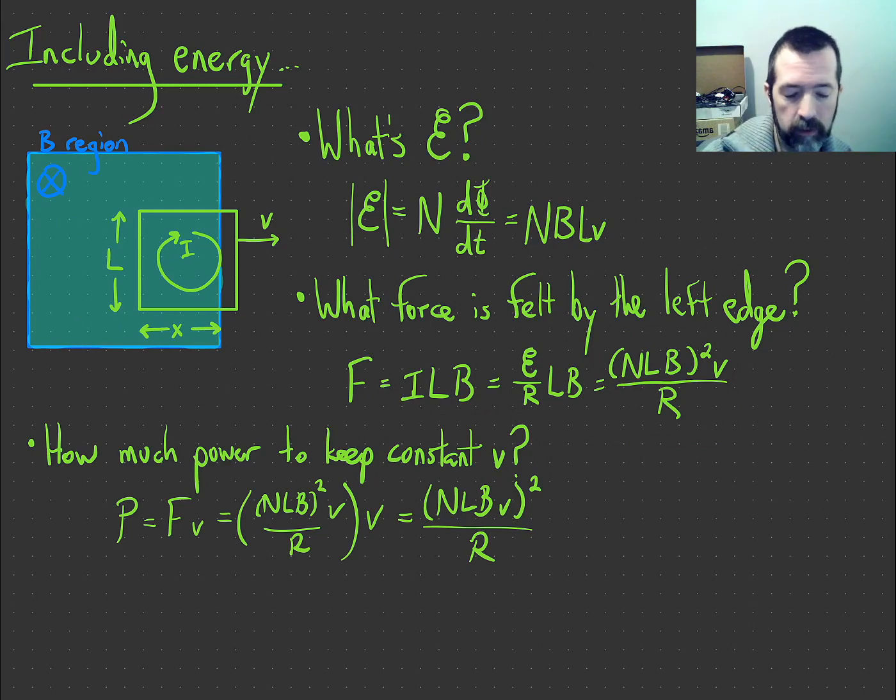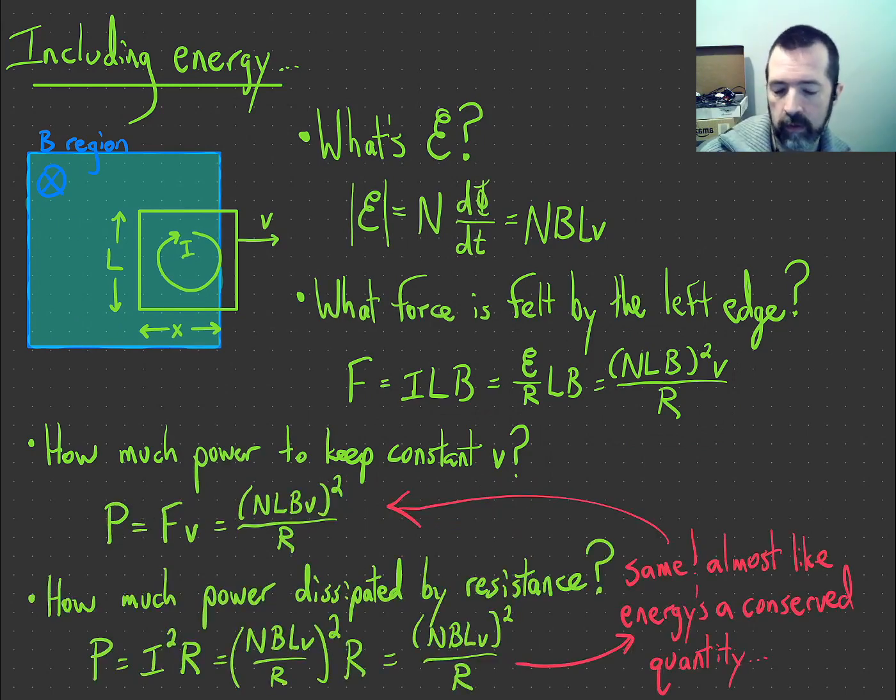And then the last thing that I want to show you is that that power is the exact same amount of power that you would get from an electricity calculation. I already said that the loop has a resistance R. I can calculate the electrical power, the power dissipated by the resistance, by doing I squared R. I is this expression from earlier. The resistance is called R. And so I squared R ends up giving me the exact same power expression.